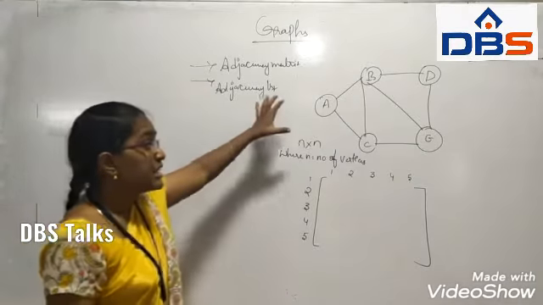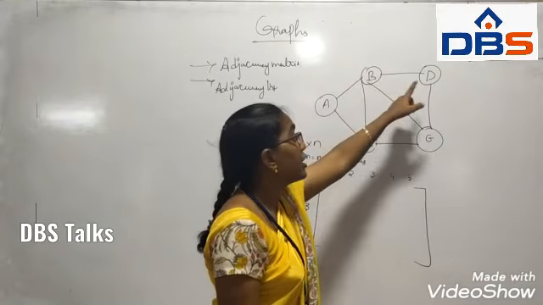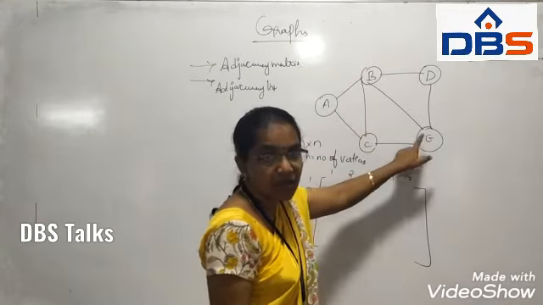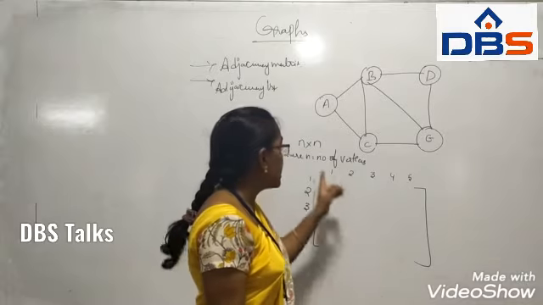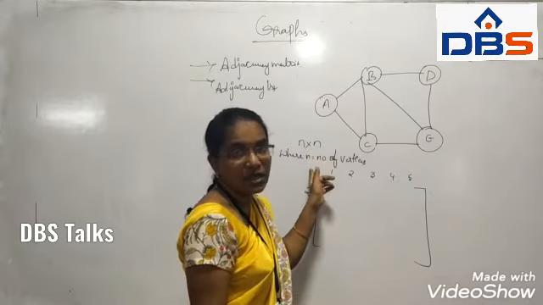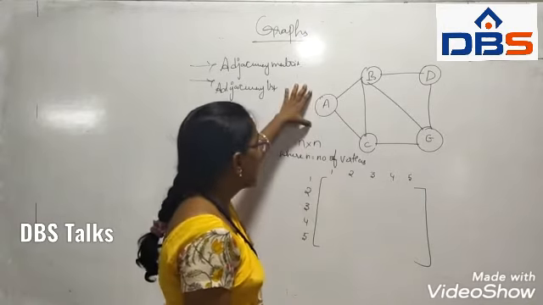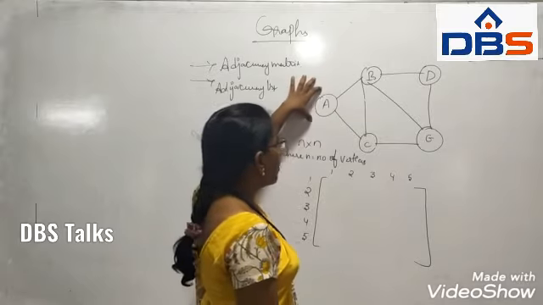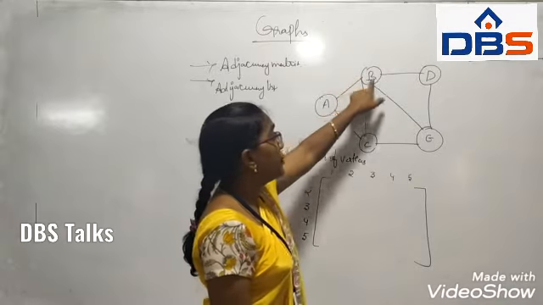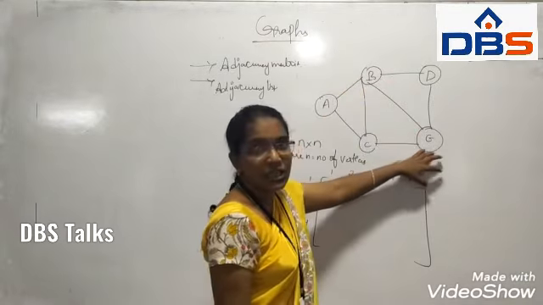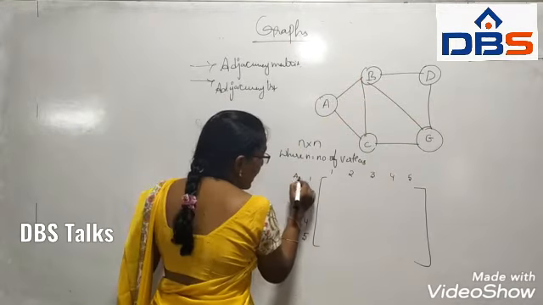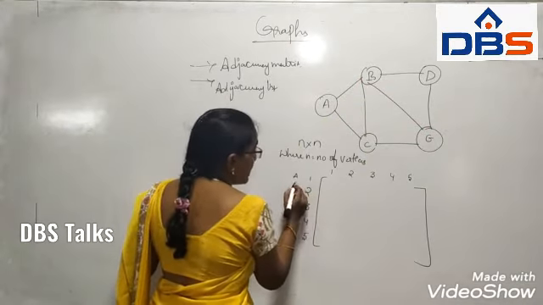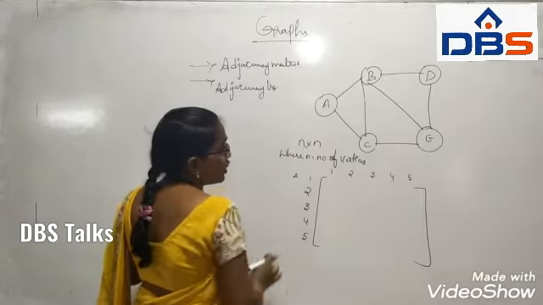First you have to calculate how many vertices we have. Based upon the number of vertices we take the order of the matrix, that is n by n, where n is the number of vertices. Let us see the relationships between A to B, B to D and so on. This is the first row, second row, third, with A, B, C, D and E, just like that we are going to represent.